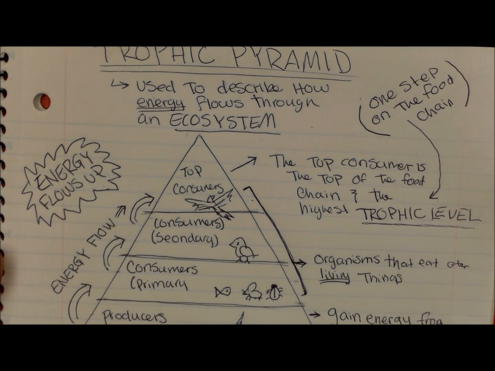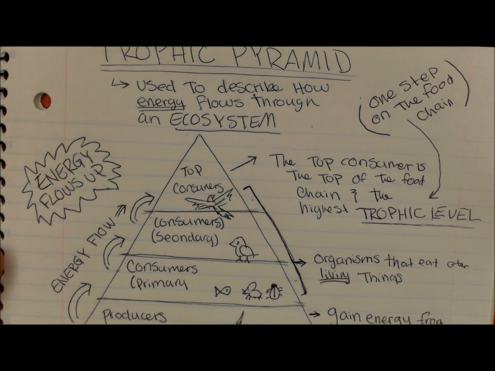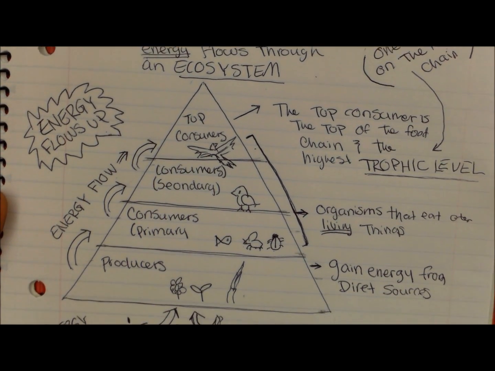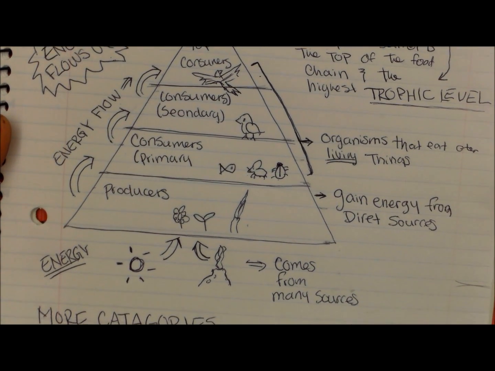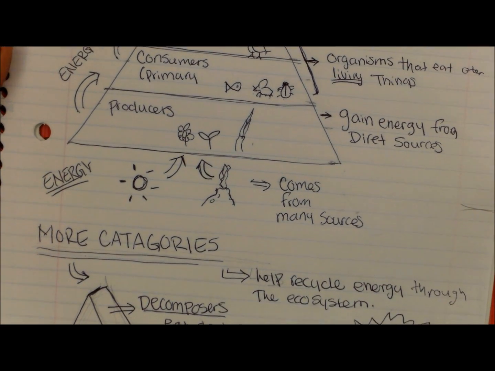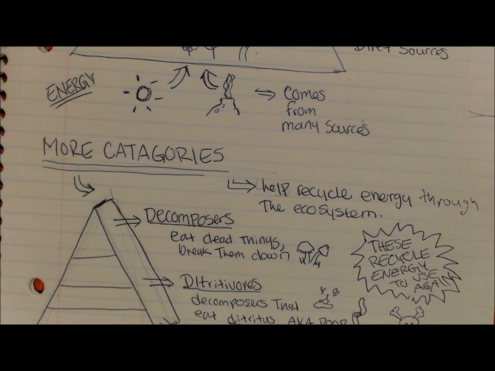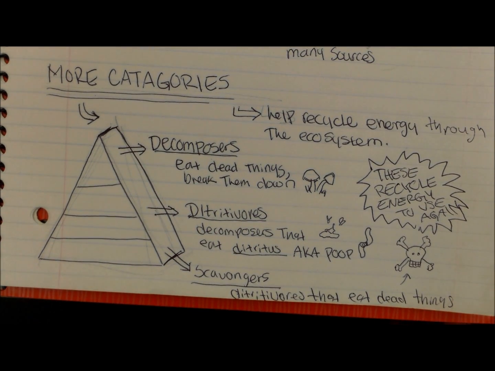To summarize, the trophic pyramid is used to describe how energy flows through an ecosystem. Energy always flows up, and the top consumer is at the top of the food chain, at the highest trophic level. There are also other organisms who recycle energy through an ecosystem.